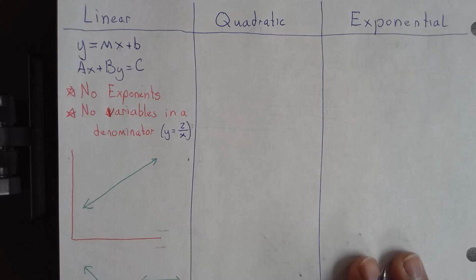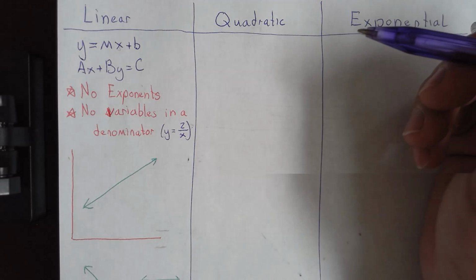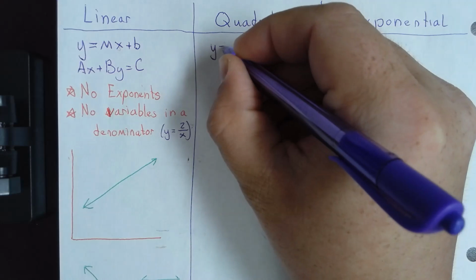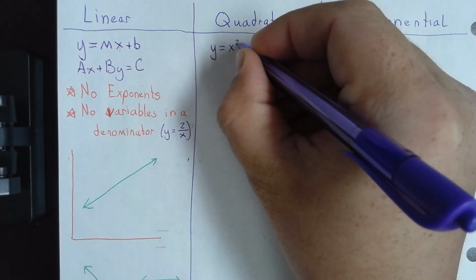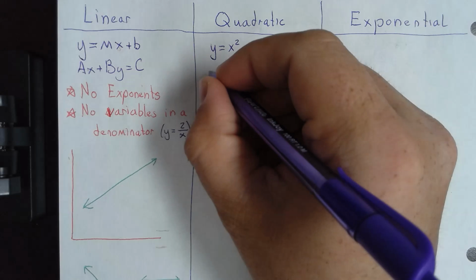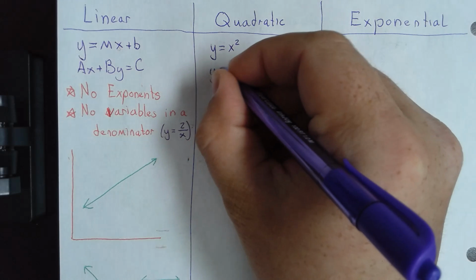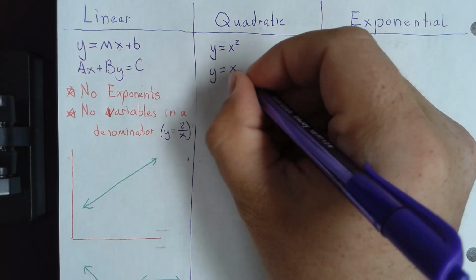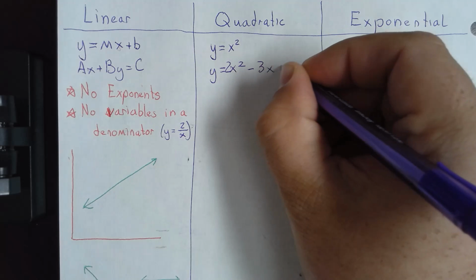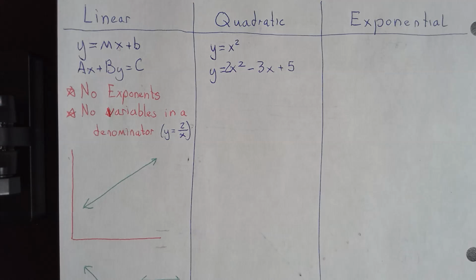Now we very briefly talked about our quadratic equations and how they look. But if you remember, our most basic would be y equals x squared. That's what's called the parent function of our quadratics. A lot of times you'll see something like y equals 2x squared minus 3x plus 5. That is a quadratic equation.